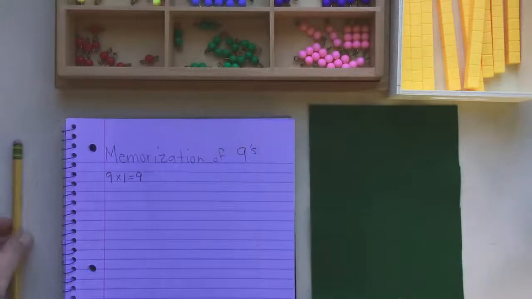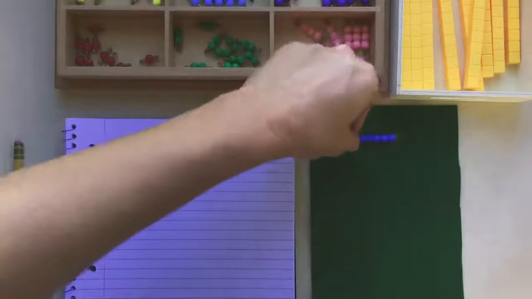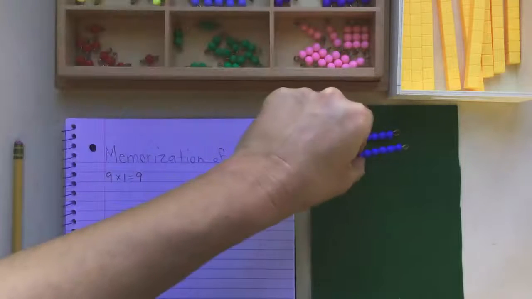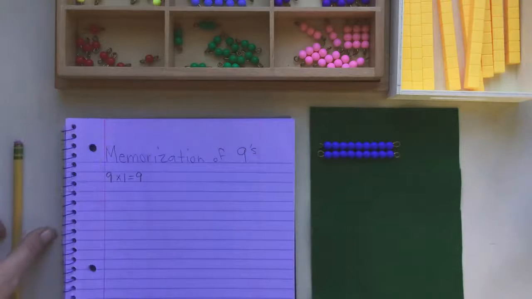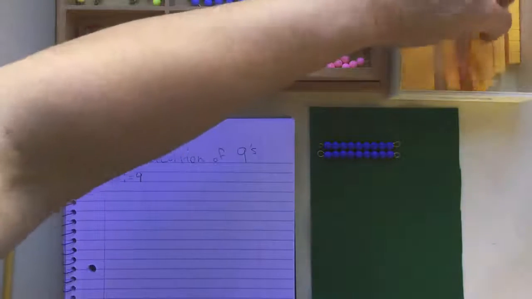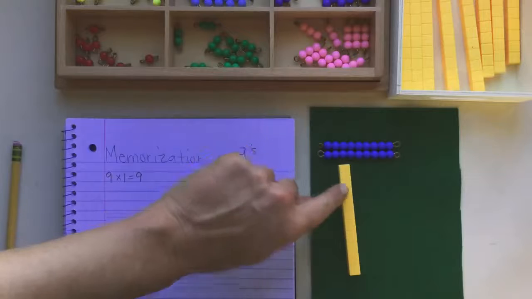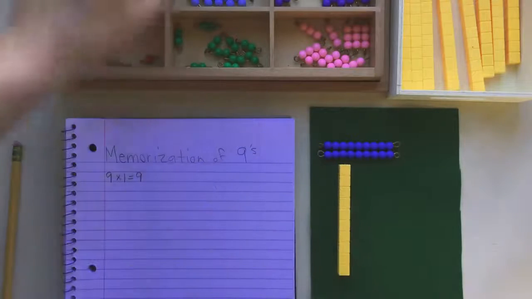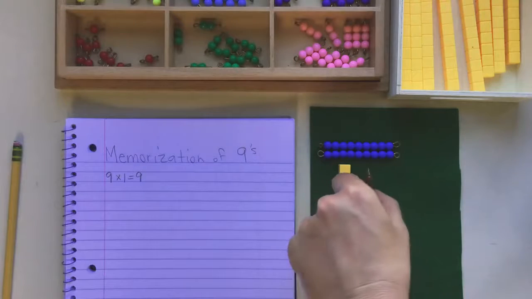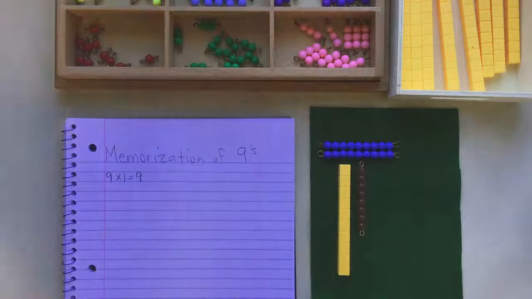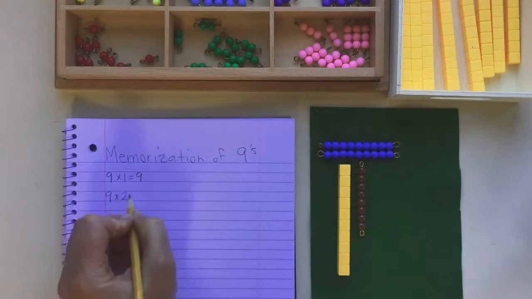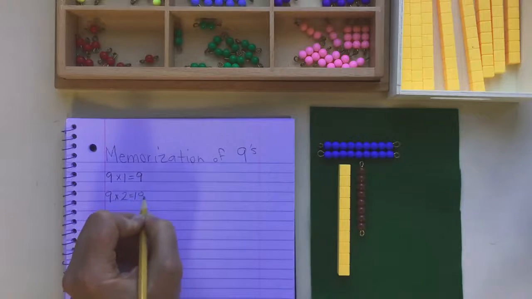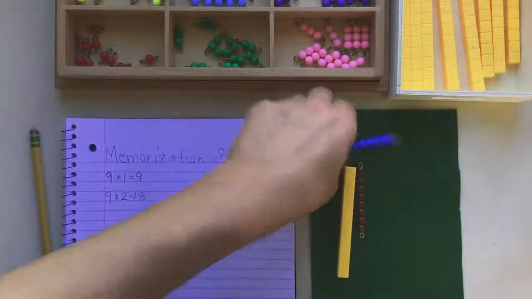Okay, what would be next? 9 taken 2 times. And how much do we have? 18. So we're going to show one of our 10 bars and an 8 to show the product. Let's record that. 9 times 2 equals 18. Okay, we'll put these back.